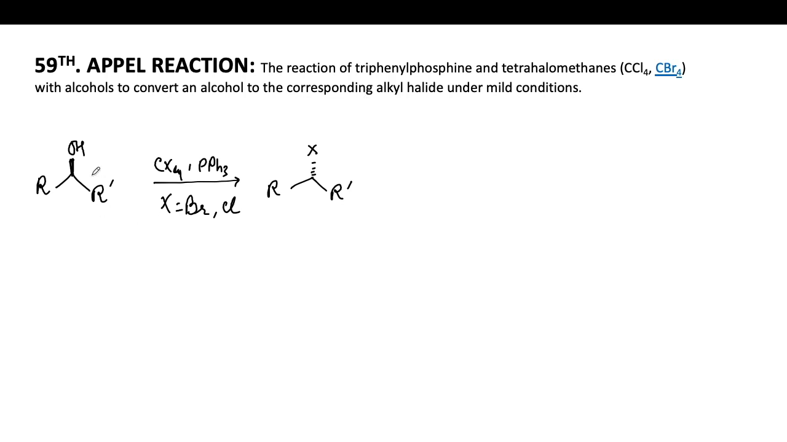So let's quickly see what this reaction is. We have an alcohol, we have CX4 and PPh3. This combination is super important, and it is going to lead to this reaction. Let's quickly see the mechanism first of all. Here we have triphenylphosphine and a tetrabromomethane molecule. Let's write it in this simple way.